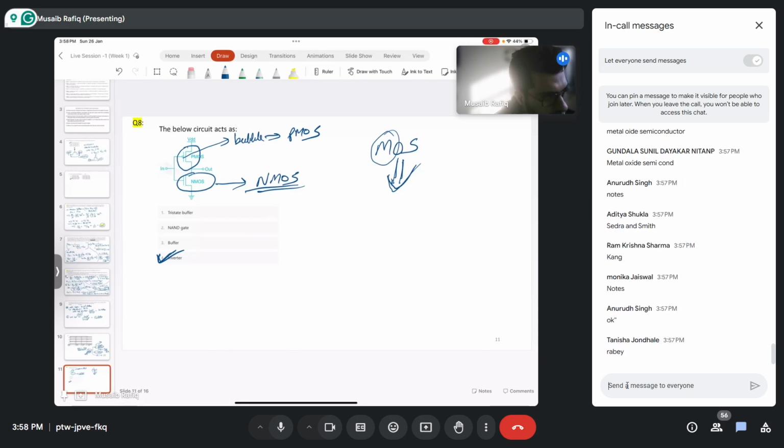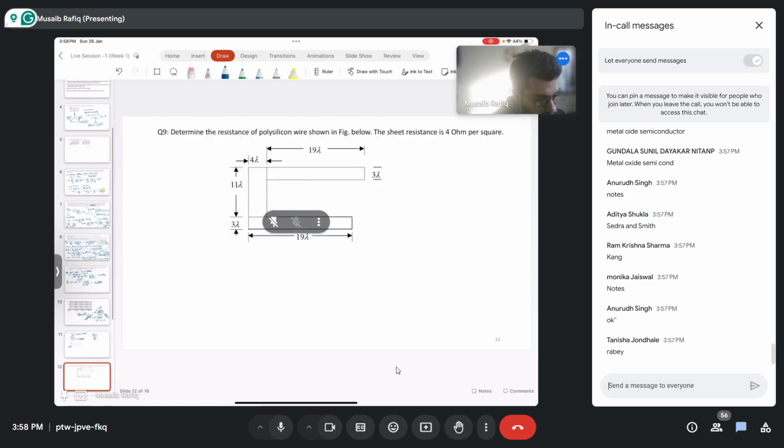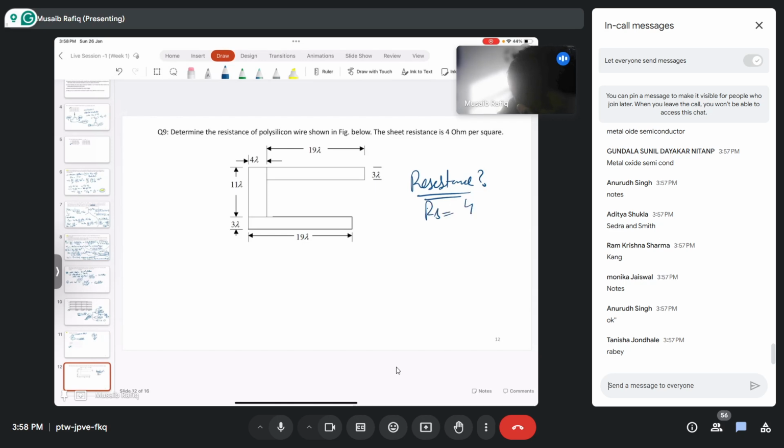Now, this was question number 8. After that, we have question number 9. It says: determine the resistance of the polysilicon wire shown in the figure below. The sheet resistance is 4 ohm per square. So we have to find the resistance of the given wire.